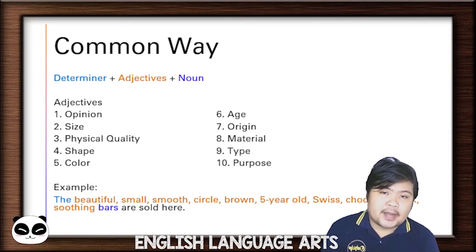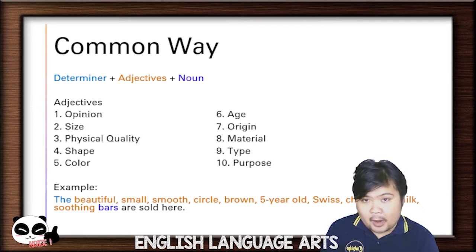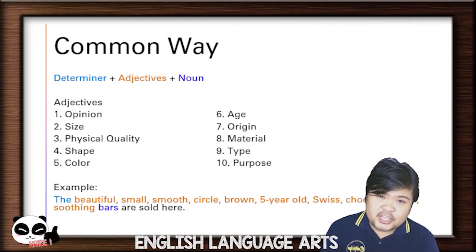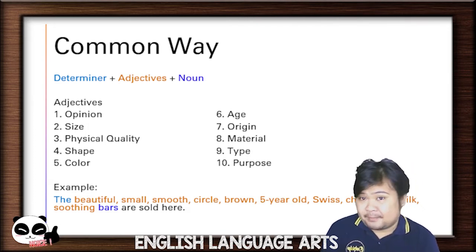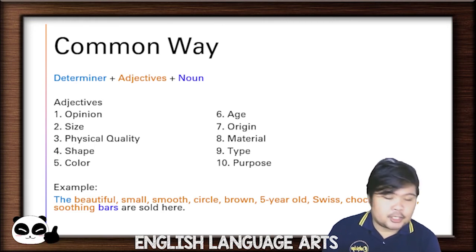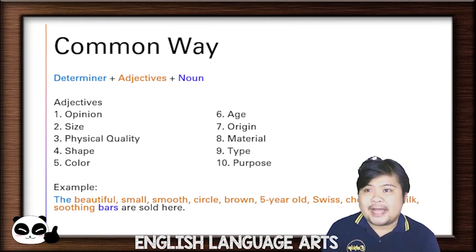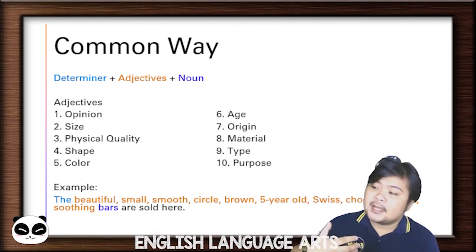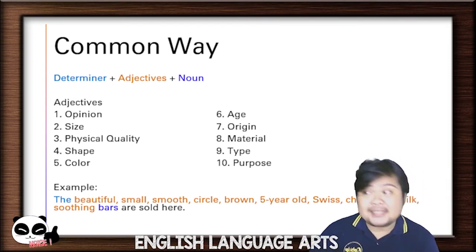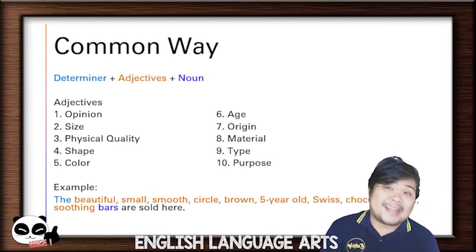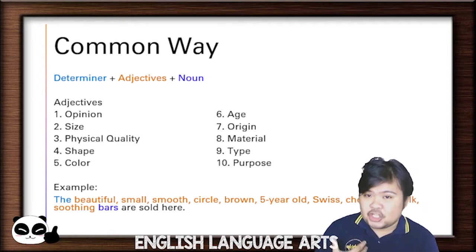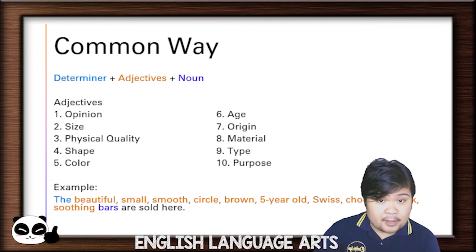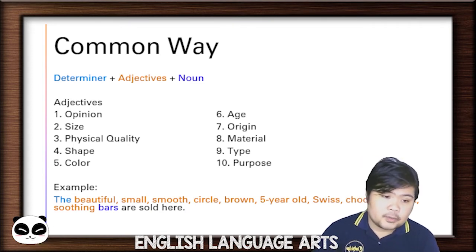Age, these are adjectives that describe the age, so how old or how young. Origin, where is it from? Material, what's it made of? Type, these are nouns that are used as adjectives, such as, for example, cow milk. The word cow there is a noun, yes, but it's used as an adjective. And then purpose, this is usually verbs in ing that tell the purpose of the noun.